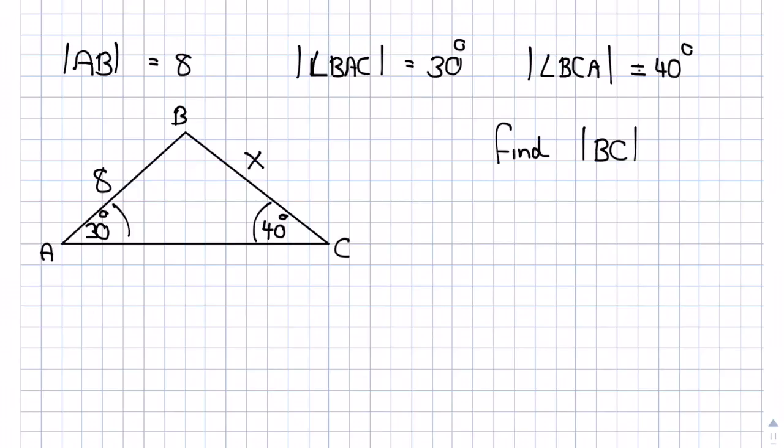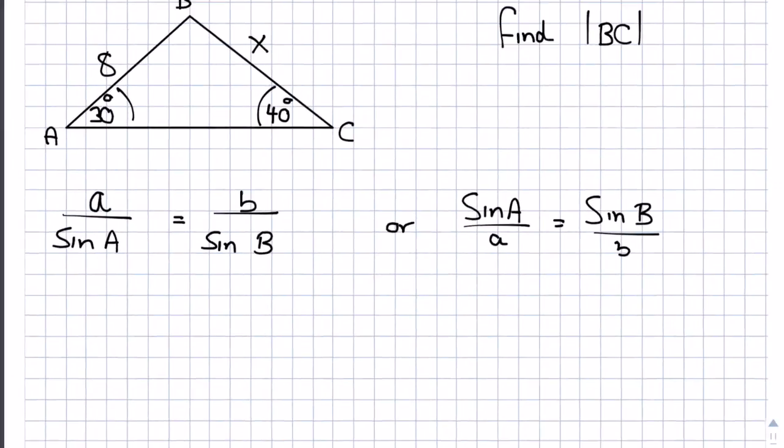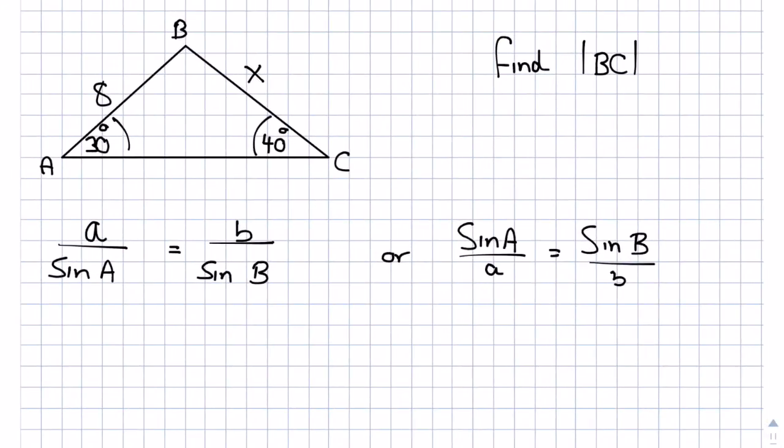So I'm going to use the sine rule. And remember, the sine rule says to me that one side divided by the sine of its angle is equal to another side divided by the sine of its angle. Or the sine of the angle divided by the side is the same as the sine of the other angle divided by its side. So we could use either or here, but we're going to use the one that makes it easier for us.